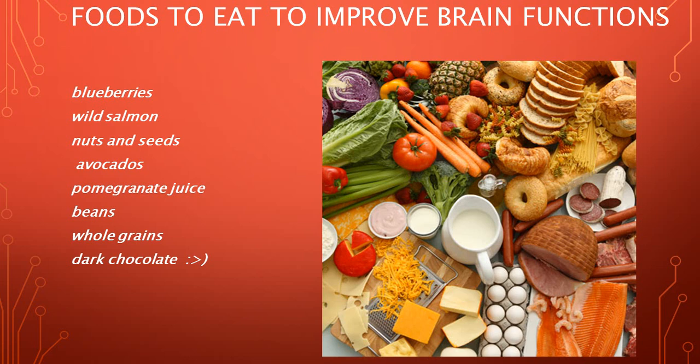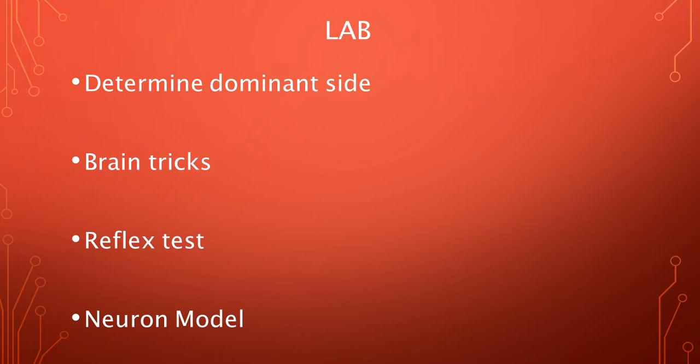Okay, so here we go. Blueberries, wild salmon, nuts and seeds. Avocados. How many times did we see avocados in our digestion unit? Pomegranate juice. That's interesting. So how about pomegranates, I guess? Beans and other legumes, whole grains, and hooray for dark chocolate. See, it's healthy food for you. We call that brain food. It keeps your brain nice and nourished.